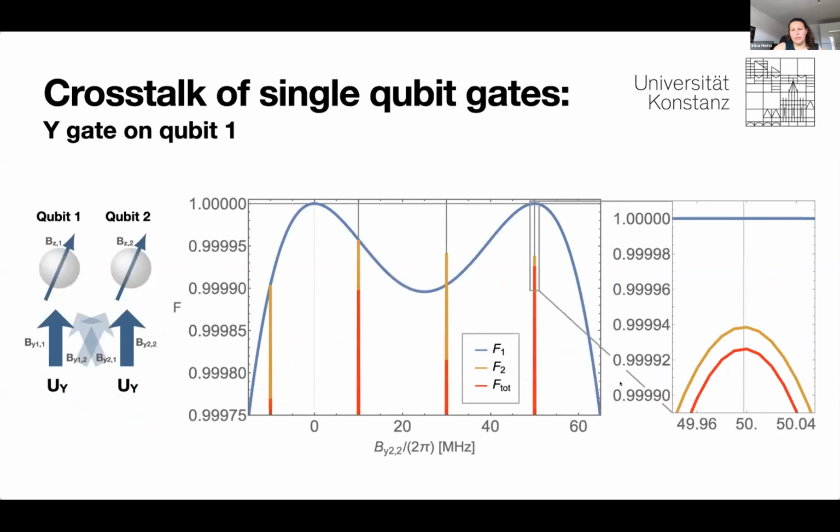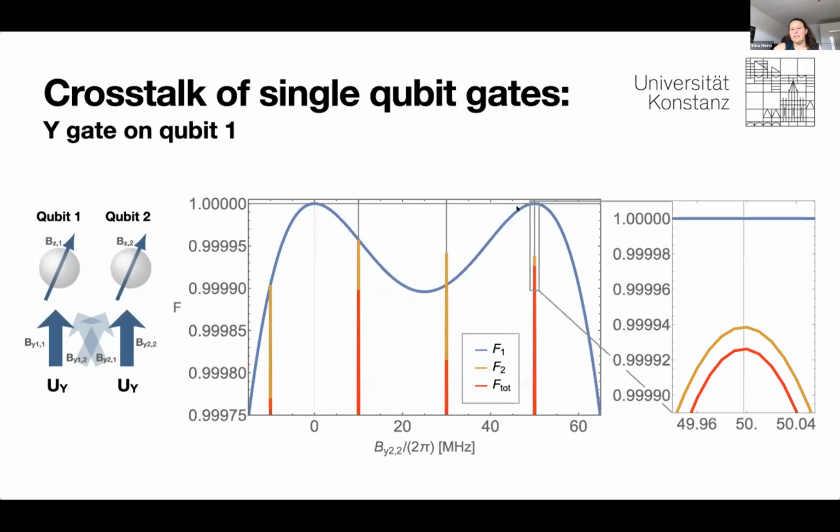And I won't go into detail too much here at the slide, but this is the fidelity depending on the driving strength of the second qubit. And here we already optimized the condition for the first driving as much as we could. And what we see is the following. We have the fidelity of qubit 1, the fidelity of qubit 2, and the total fidelity of both of these qubits.